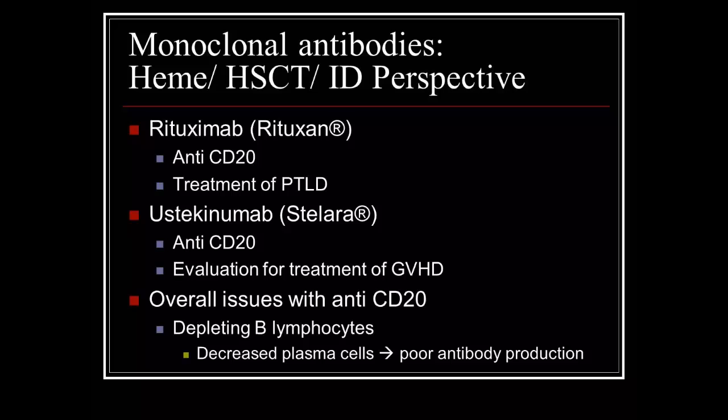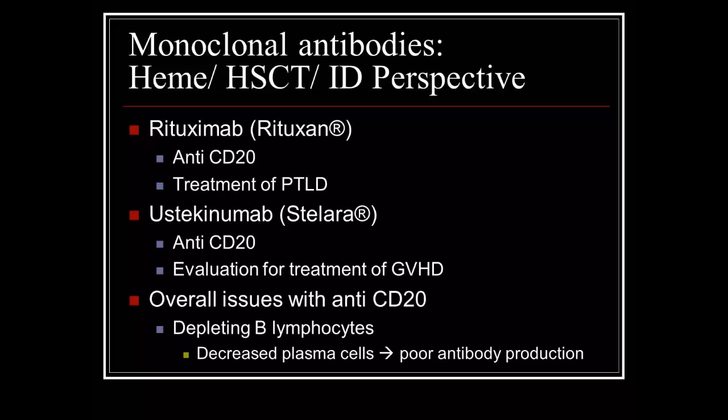Rituximab and ustekinumab, they're both CD20 drugs. Rituximab, for our patient population where I work a lot, is used for post-transplant lymphoproliferative disease. Ustekinumab has been used for graft versus host disease. Key thing is they're both anti-CD20 drugs. They deplete the B lymphocytes, therefore you have fewer plasma cells. This is the type of cell that makes antibodies.